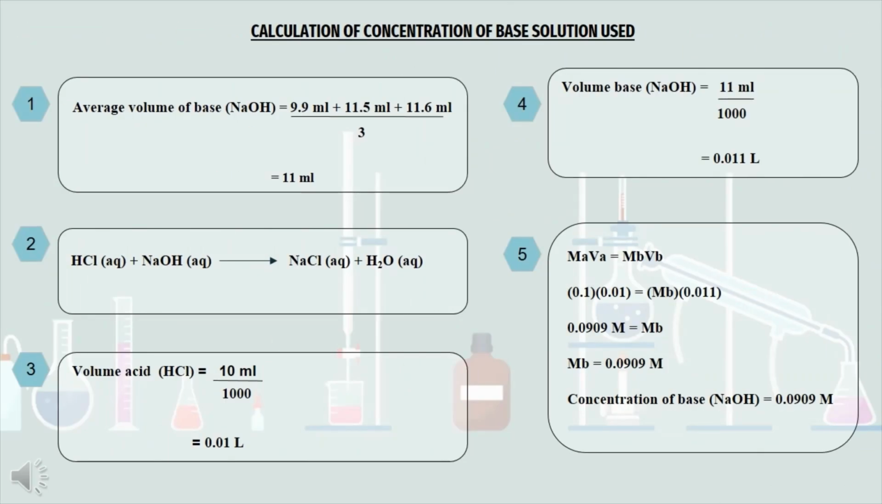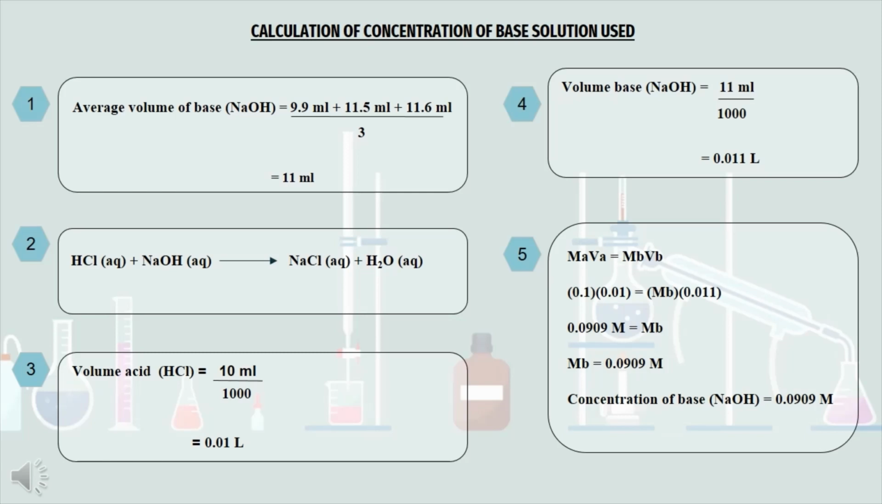Next, calculation of the concentration of the base solution used. First, we need to calculate the average volume of base, which is the sodium hydroxide. We need to add the volume used in all 3 trials and divide it by 3. Therefore, we will get 11 ml. Then, we need to write the balanced equation of the titration, which is hydrochloric acid in aqueous plus sodium hydroxide in aqueous, and we will get sodium chloride in aqueous and water.